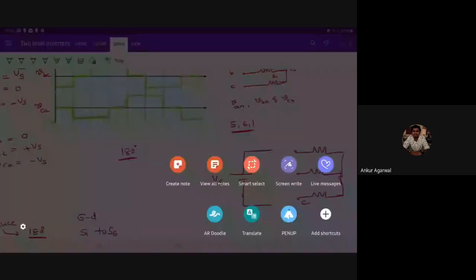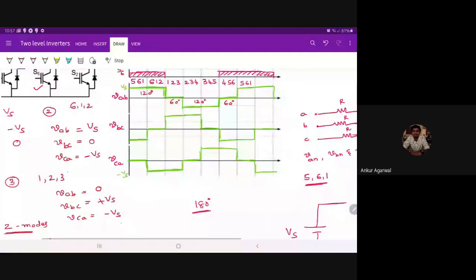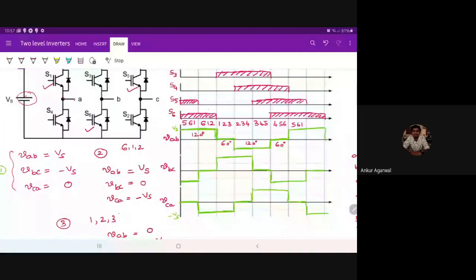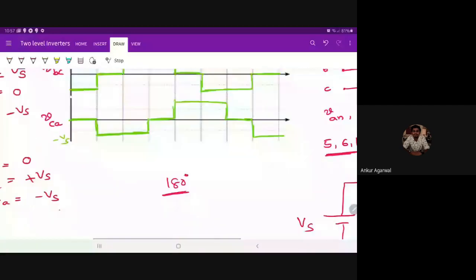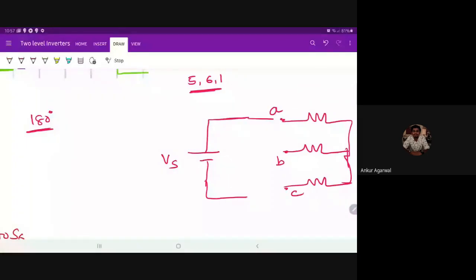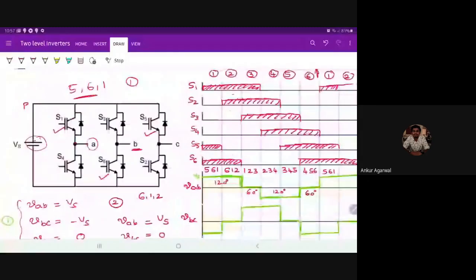So this is B phase and this is A phase, right? Here, if 1 is in conduction, that means this A is directly connected to this positive plate. So this is the equivalent circuit. This point is directly connected here, right? And where is B connected? This B is connected to the negative plate, and this C is connected to this positive plate, right?